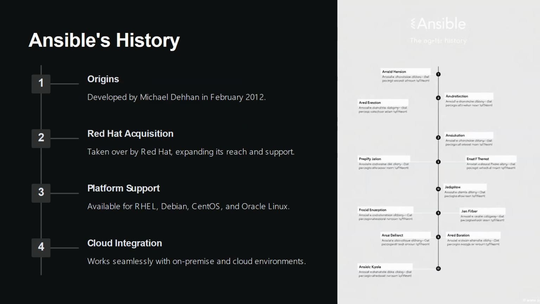Coming to the history, it was developed by Michael DeHaan in February 2012, and later it was acquired by Red Hat in order to expand its reach and platform support. It is available for Red Hat Enterprise Linux, Debian, CentOS and Oracle Linux, and it can be used for on-premises as well as cloud environments. It is an open source IT engine. Anybody can use it. It is openly available on the internet.